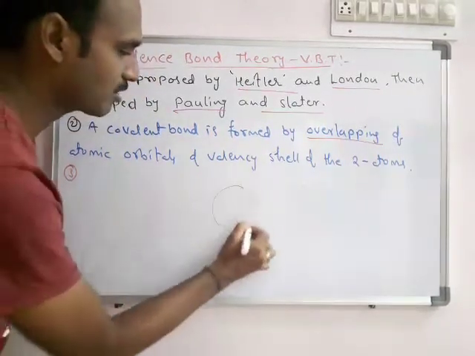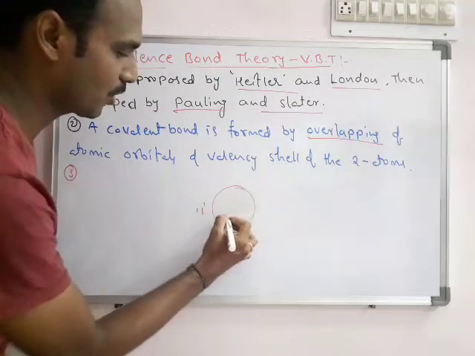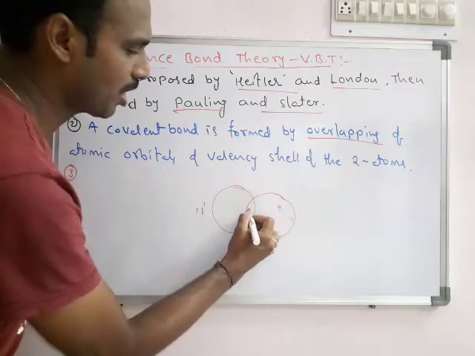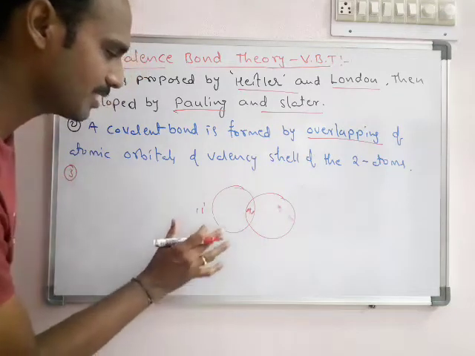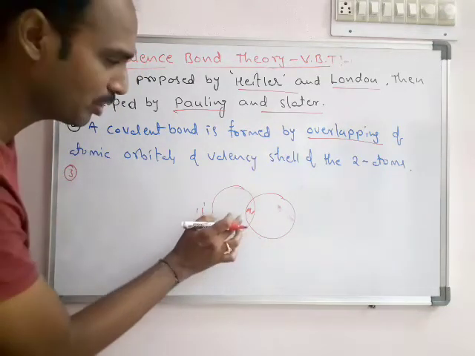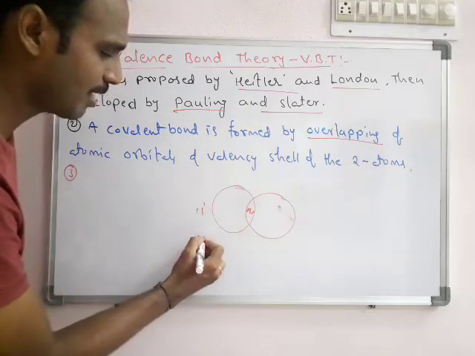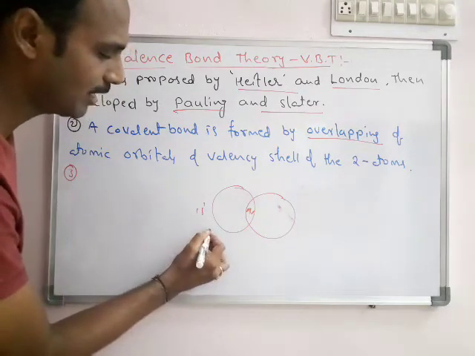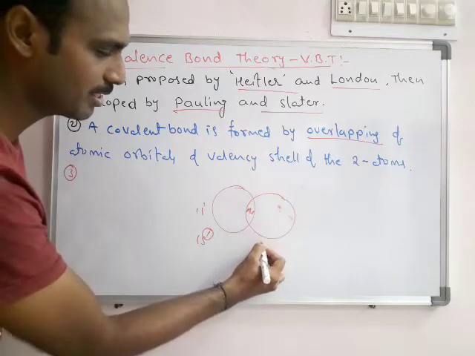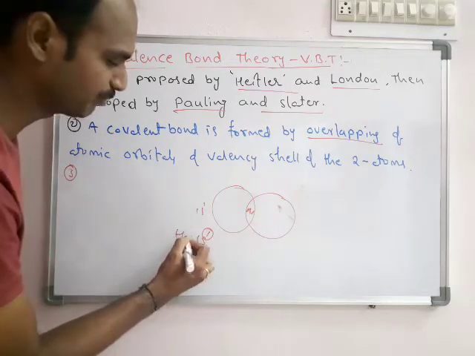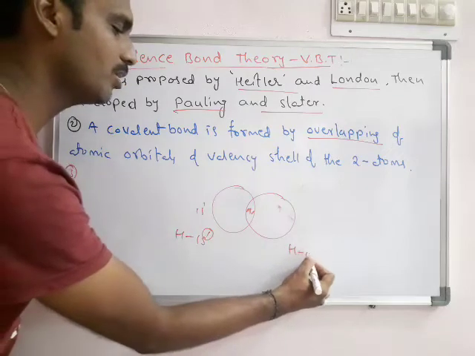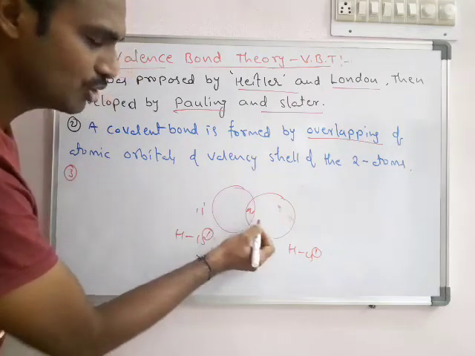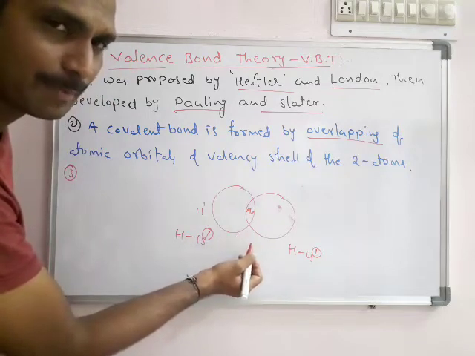Now, in the 1s there is one electron, and the next hydrogen also has one electron in 1s, so they must contain an unpaired electron. One unpaired electron is needed; for example, 1s2 is not possible. So in 1s1, there is a single electron, and if we take one single hydrogen, this is one single electron, then the one single electron from each, so our two atomic orbitals get shared, and that is overlapping of orbitals.